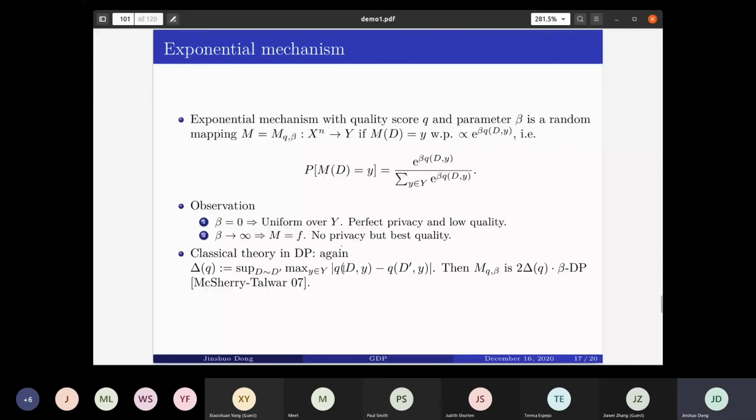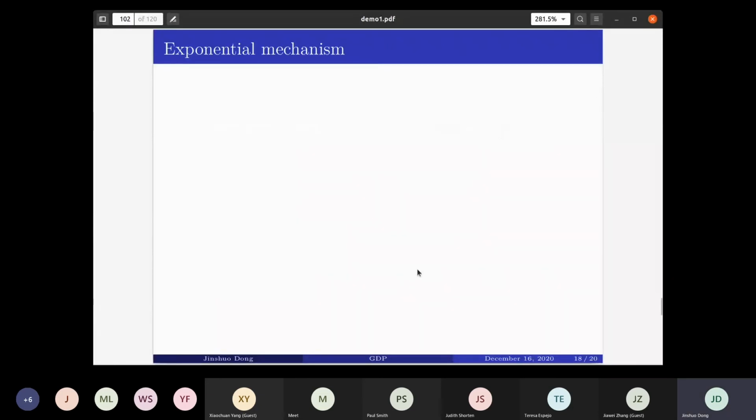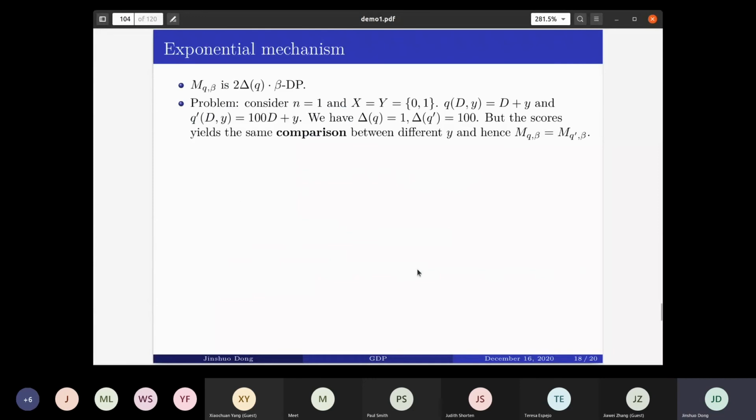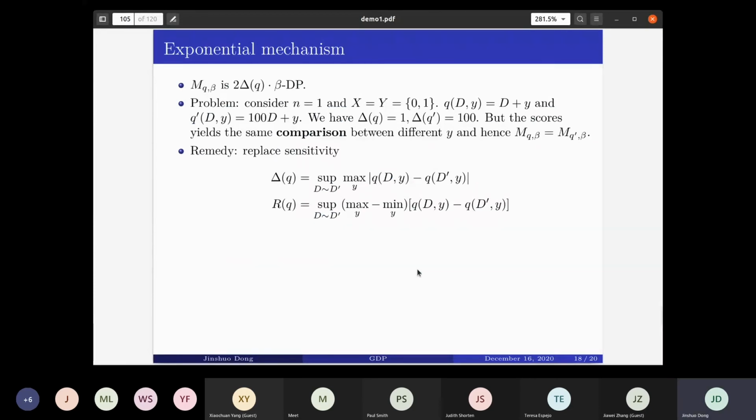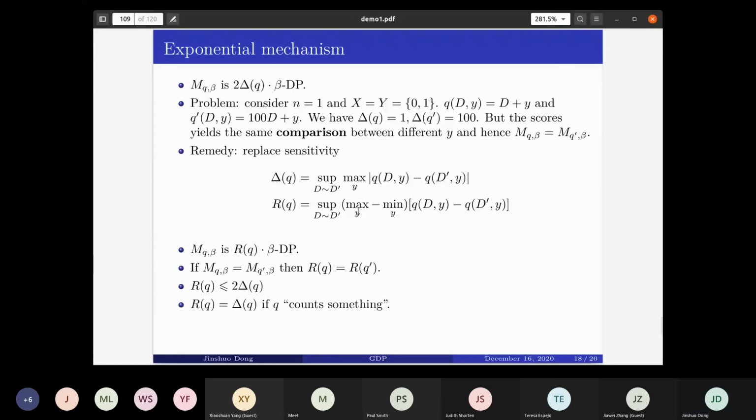The classical theory uses the sensitivity again, but it turns out that there's some disadvantage. I might not have time to go over it, but the remedy is not to consider the sensitivity. Instead, consider something else, very similar to sensitivity. And then we're going to have good properties of the exponential mechanism. So if you want to read more details, you can check out my blog post at this address or our SNL 2020 paper.